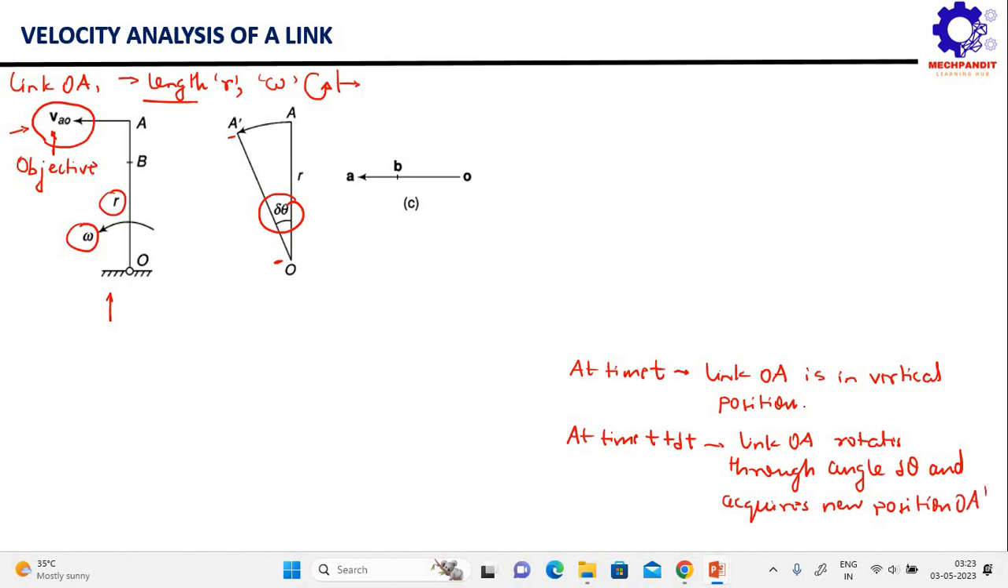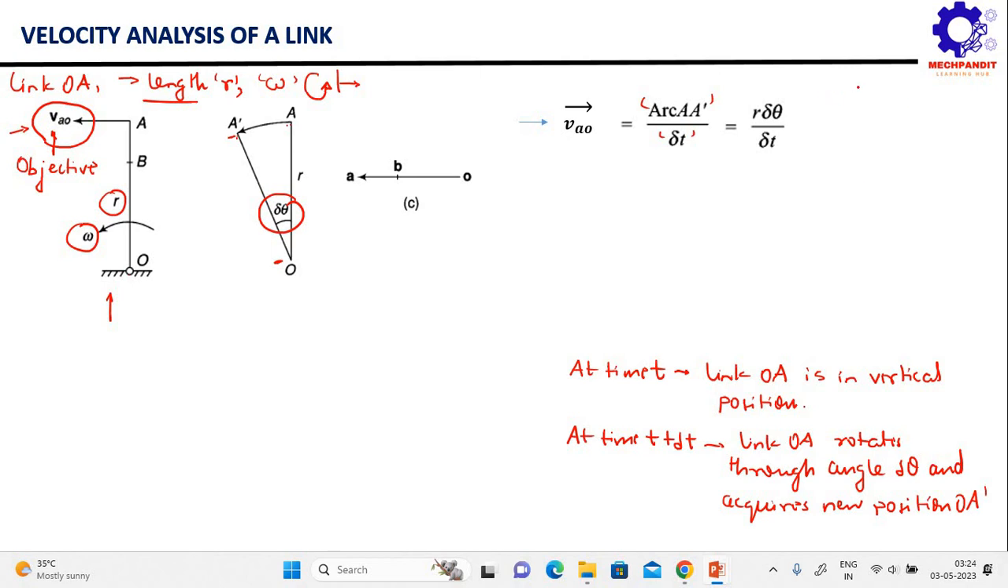Now to find out the linear velocity of point A with respect to O, we can use this relation, which is given by the vector VAO equal to distance traveled divided by time taken. Here the distance traveled by point A in time delta t is simply given by the length of the arc AA prime, and the time taken is delta t.